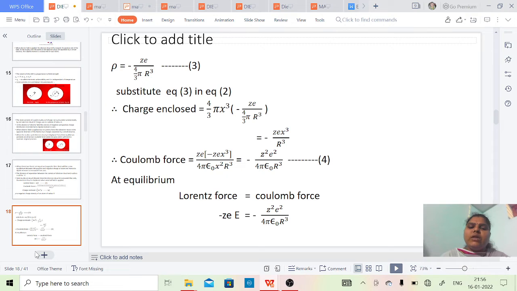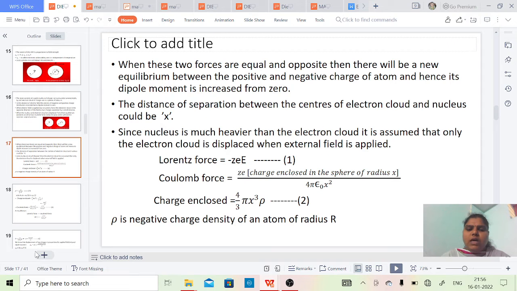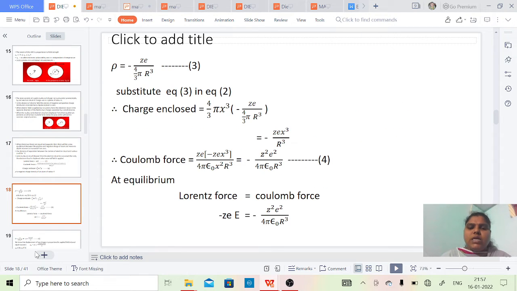Now we substitute the rho value in the charge enclosed, that is 4 by 3 pi x cube into minus Ze by 4 by 3 pi r cube. Finally we get minus Ze x cube by r cube. So that is the charge enclosed. Now the Coulomb force. What is the Coulomb force equation? Ze into the charge enclosed in the sphere of radius x. The charge enclosed term will be substituted here, divided by 4 pi epsilon naught x square.